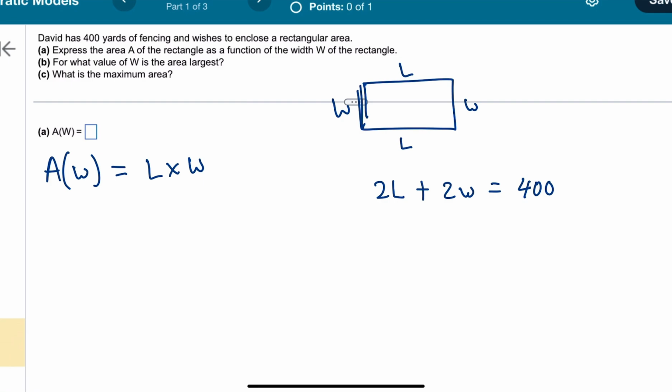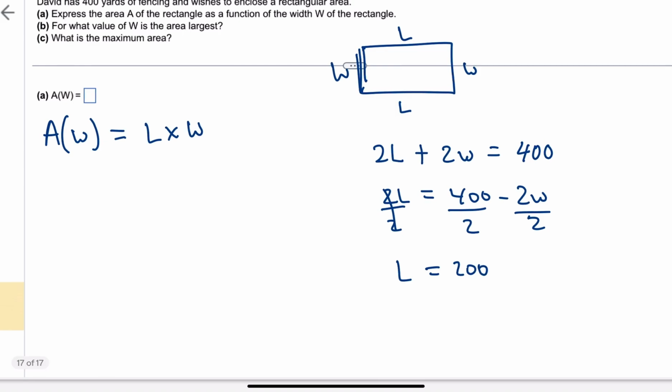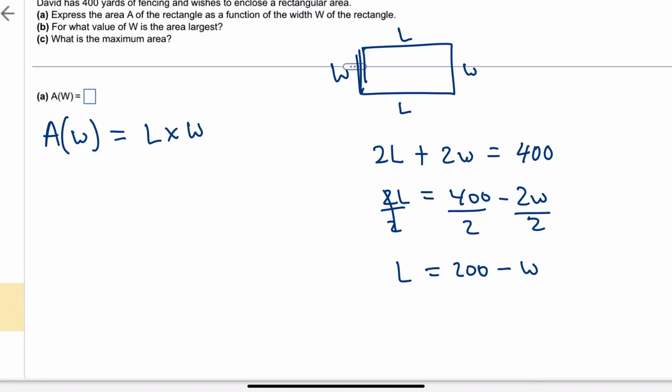So now, in order to write this as a function of W, you need to solve for L here. So you do some algebra. 2L is equal to 400 minus 2W. And then you divide everything by 2, because L has to be separate. So that's L. 400 divided by 2 is 200 minus W. Okay, so now you see that L equals 200 minus W. So that's what we need to substitute in here. That's not L anymore. That's 200 minus W, because that's what L equals, times W.